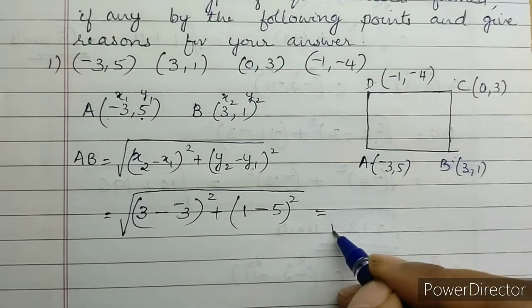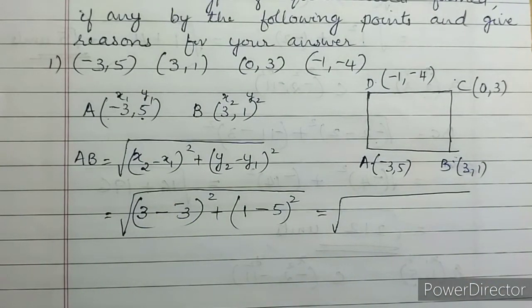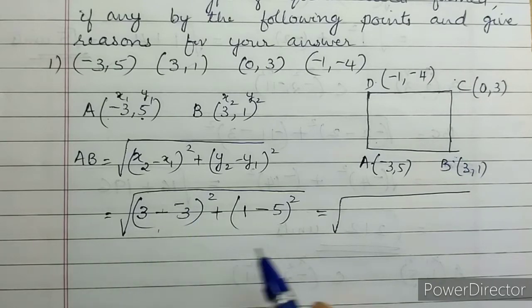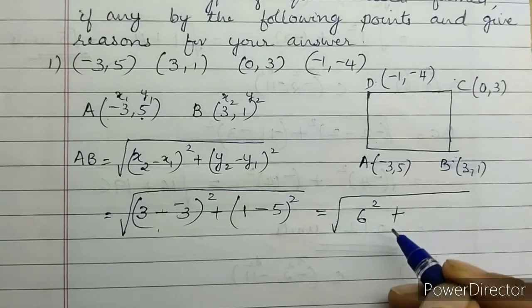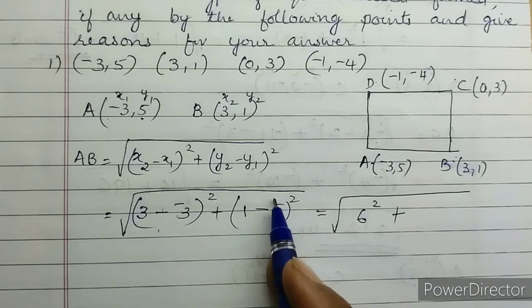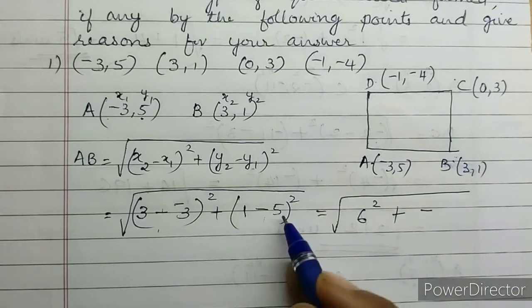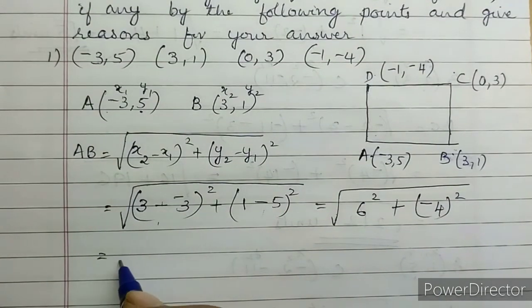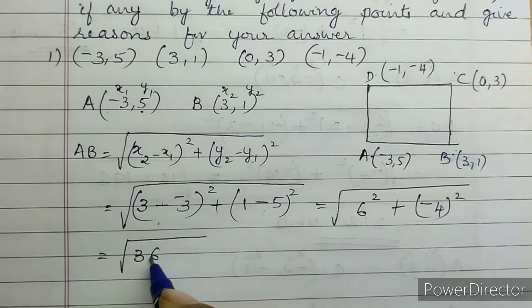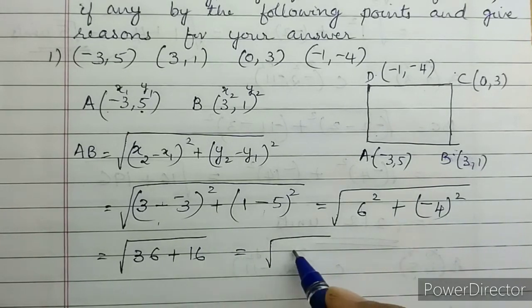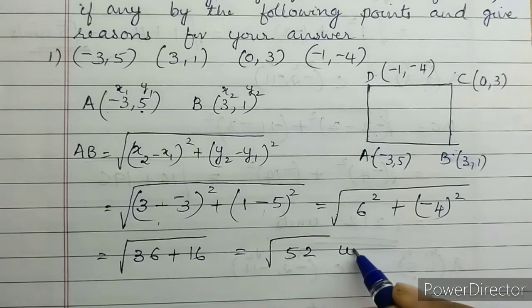So that is equal to square root of 3 minus -3. Change the sign and symbol, then follow addition rules. So this will change to plus. So 3 plus 3, it is 6 square, plus 1 minus 5. Change the sign and symbol. This will become negative. Greater number sign, subtract it, -4 whole square, which is equal to square root of 6 6s are 36 plus 4 4s are 16. Square root of 52 units.